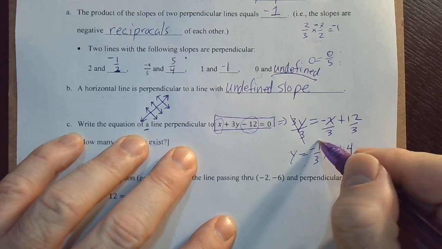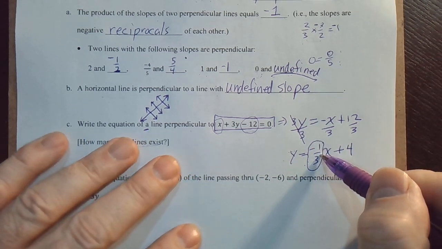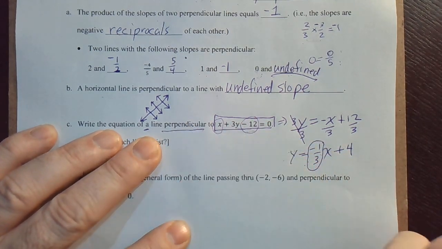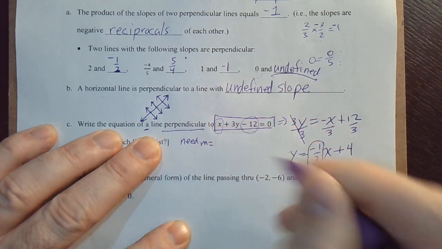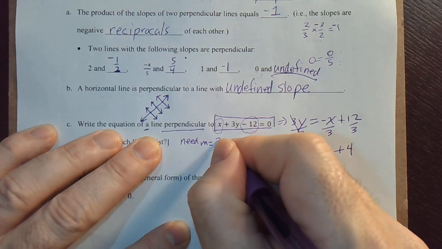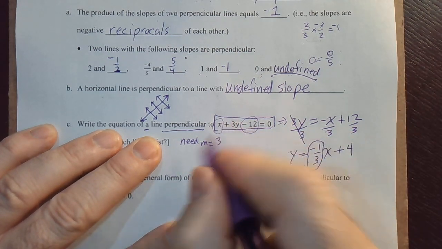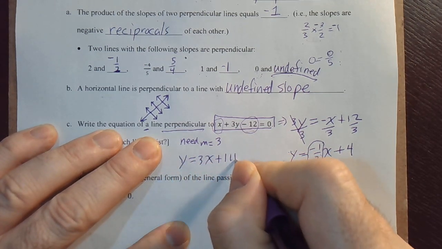And the only thing that we care about is this. The slope is negative 1/3. So for our line, what is the slope going to be? We need m equals the negative reciprocal, which would just be 3. So we could write one like y equals 3x plus 111.